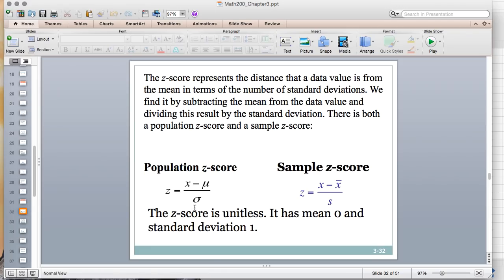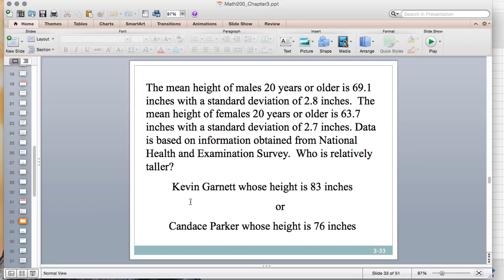Now, a z-score is unitless. It has a mean of 0 and a standard deviation of 1. So let's take a look at an example here and how we might use z-scores. The mean height of males 20 years or older is 69.1 inches, and the standard deviation is 2.8 inches. The mean height of females 20 years or older is 63.7 inches with a standard deviation of 2.7 inches. This data is based on information obtained from a National Health and Examination Survey.